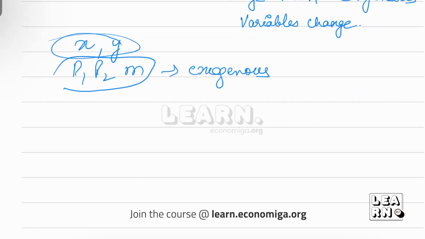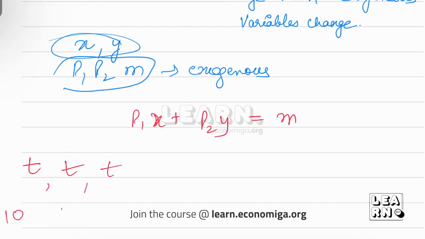Now suppose you have P1X plus P2Y is equal to M. Now for some reason, the price of good X is changing by T, the price of good Y is also changing by T, and your money income is also changing by T. For example, if the price of good one was say 10 and the price of good two was 20, your money income was 30. And I'm saying the price of good X has become 20, it has become 30, and it has become 40. All of them have changed by the same proportion.